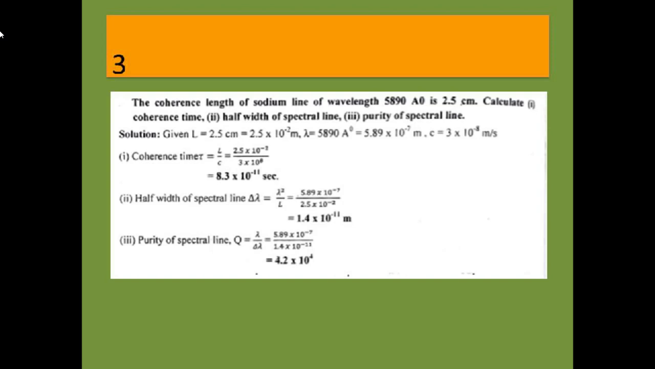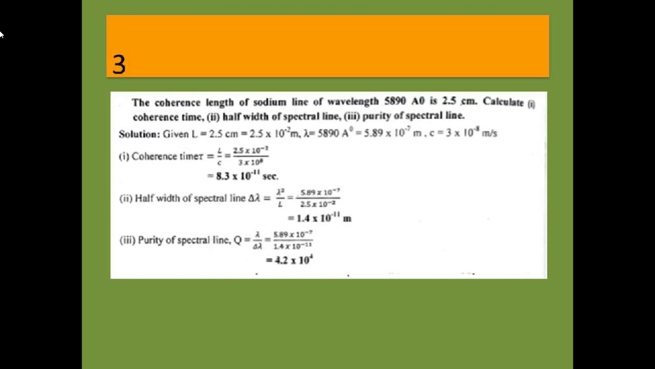We will convert everything into SI system. Then lambda is equal to, as I told, 5890 angstrom, and we need to convert it into meters, so 5.89 into 10 to the power minus 7 meters. C is equal to 3 into 10 to the power 8 meter per second. First we need to find the coherence time, which is denoted by tau, and the formula is length upon C. So 2.5 into 10 to the power minus 3 divided by 3 into 10 to the power 8, which will give you 8.3 into 10 to the power minus 11 second.